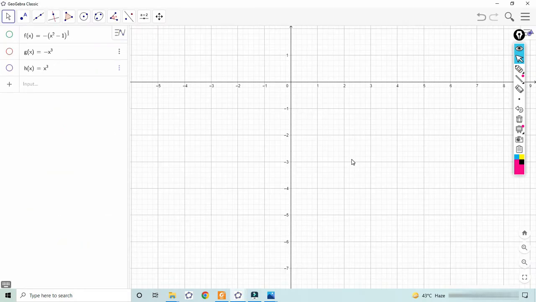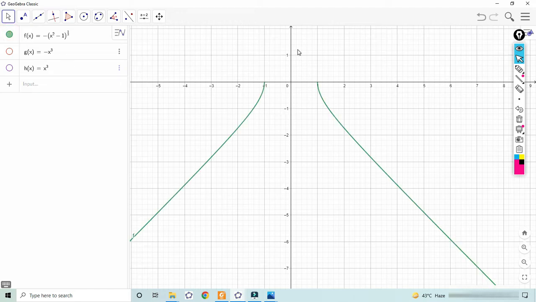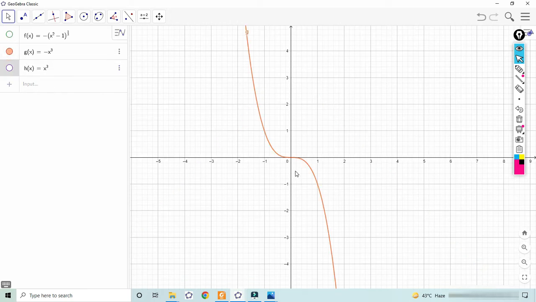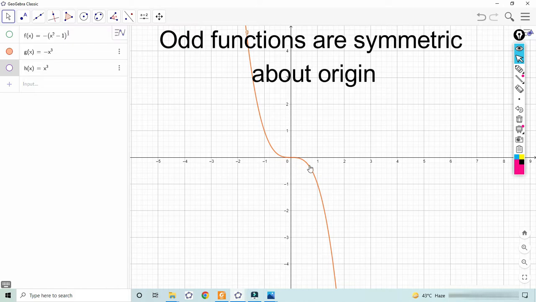Now let's verify using the software. We can see that the first function is symmetric about the y-axis. So this is an even function. Whereas the second function is not symmetric about the y-axis. We can also see that the output at f of 1 is -1, whereas the output at f of -1 is +1, which is also the negative of -1. Similarly, the third function is also not symmetric about the y-axis. And the second and third functions both satisfy the condition of odd functions.